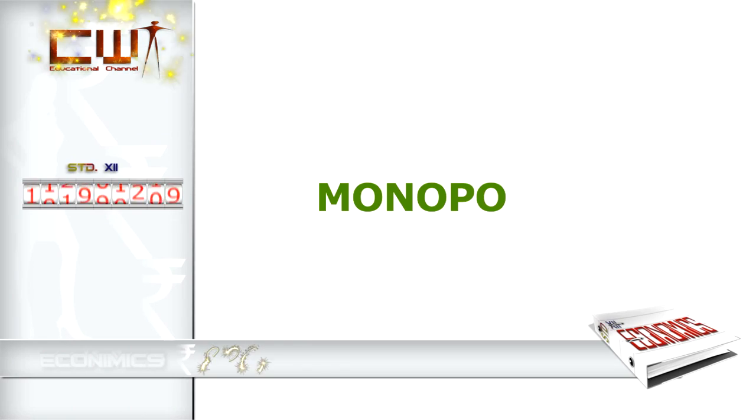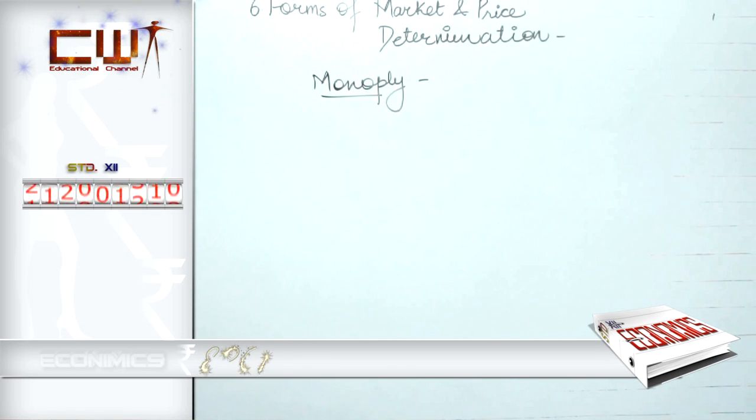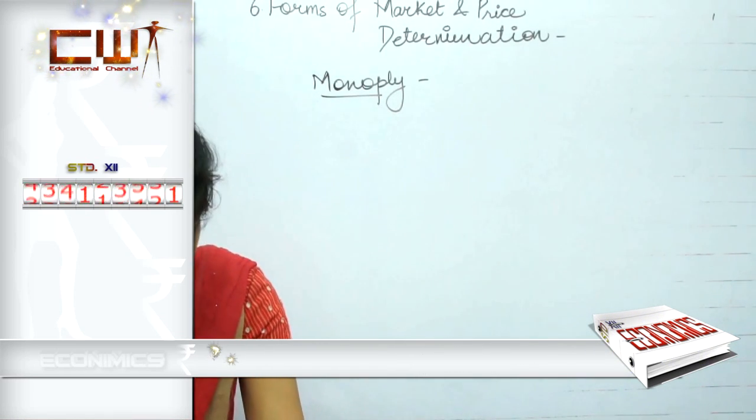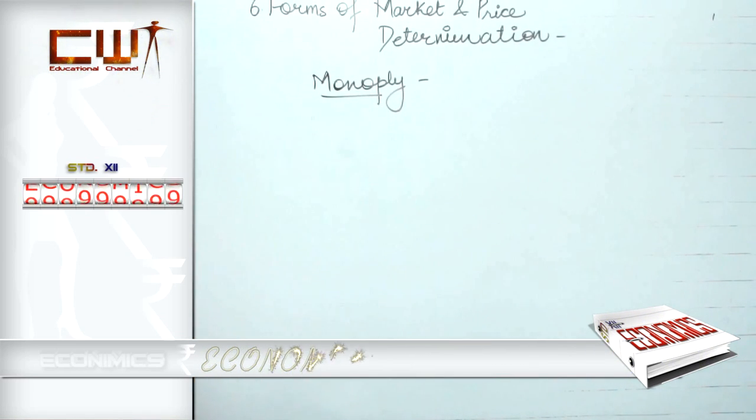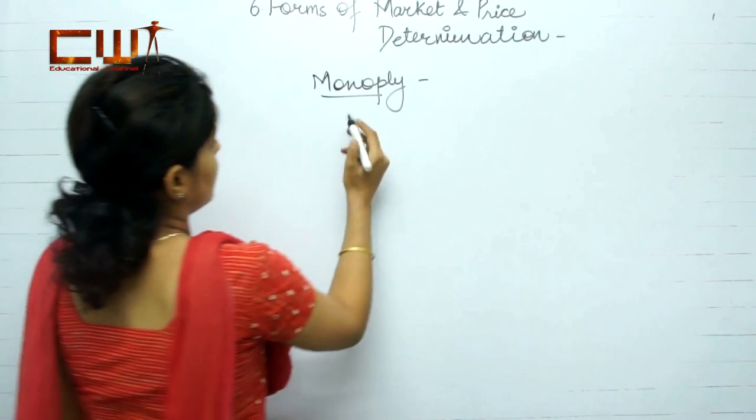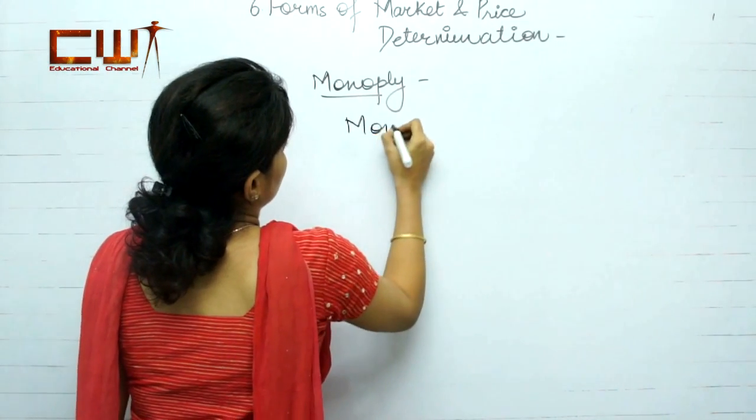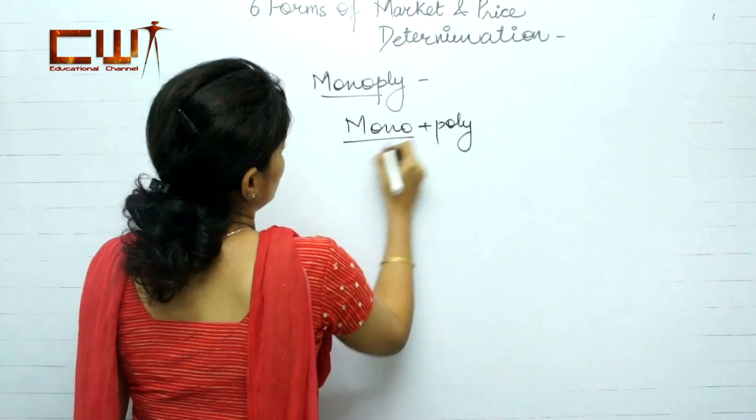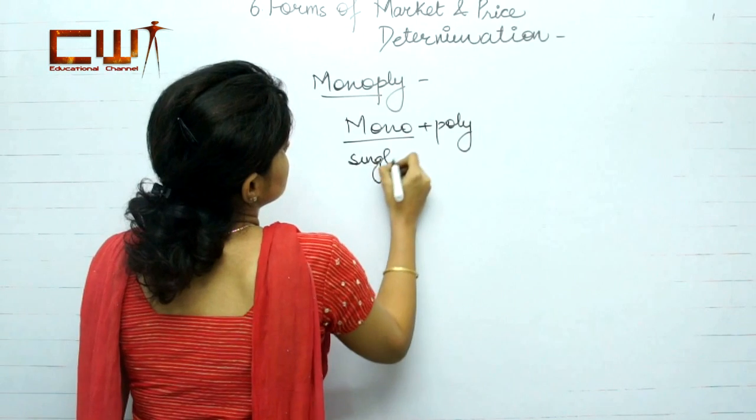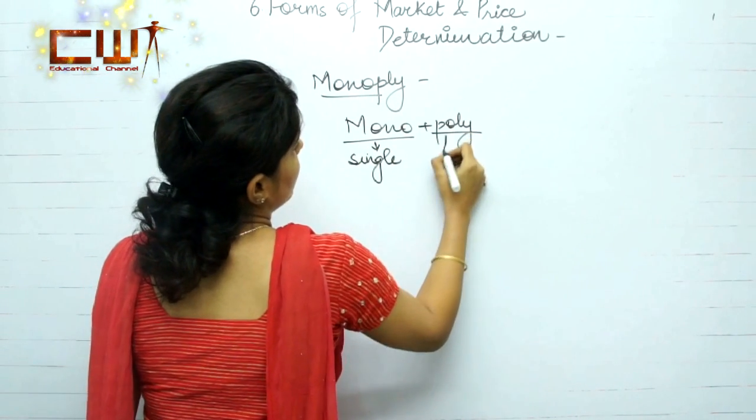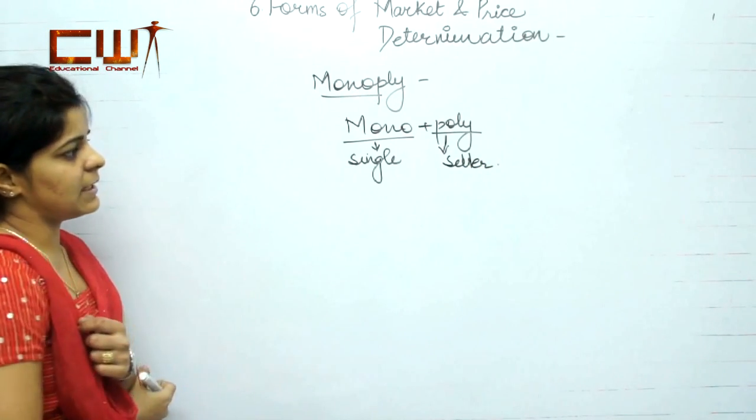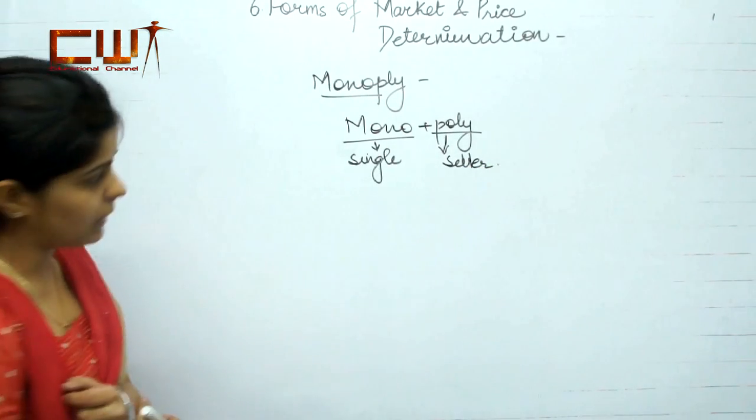Next is monopoly. Monopoly is a situation where there is a single seller in the market. A single seller existing in the market is known as the monopoly. Mono means one and poly means seller. Right? Mono means single and poly means seller. So a single seller market is known as a monopoly market.